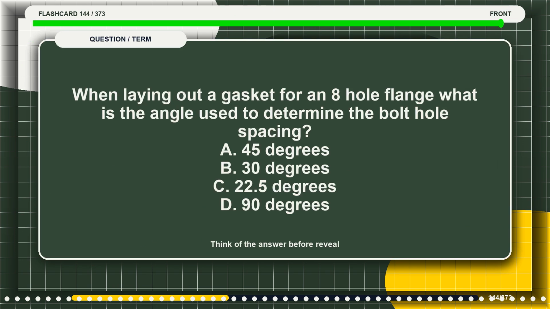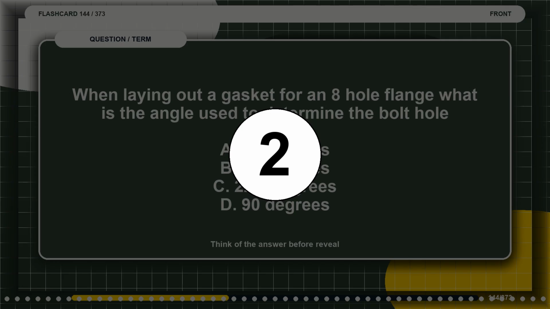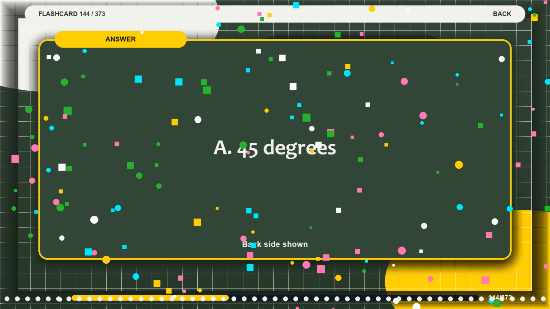Flashcard 144. When laying out a gasket for an 8-hole flange, what is the angle used to determine the bolt hole spacing? A. 45 degrees. B. 30 degrees. C. 22.5 degrees. D. 90 degrees. Think of the answer before the reveal. The answer is A. 45 degrees.